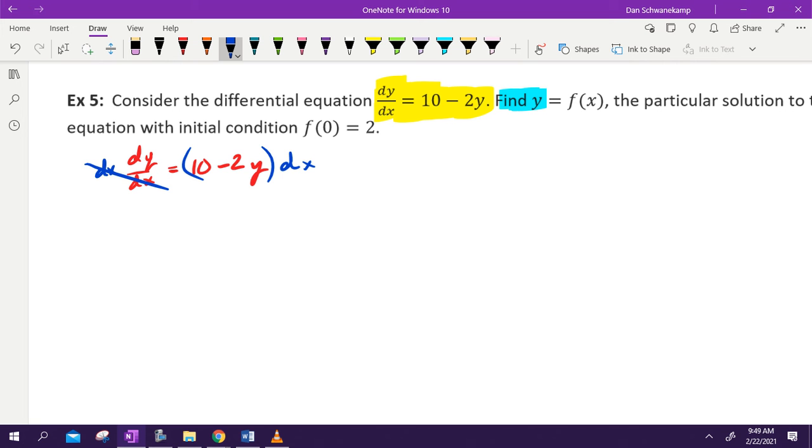And then I want to get the y's on the same side. So looking at that setup, what am I going to have to do to get the y's on the same side? I can't add it because it's got the dx with it because I multiplied by the dx. I need to divide by that whole thing. So all that's going to be left on this side is dx, and this whole side is 10 minus 2y.